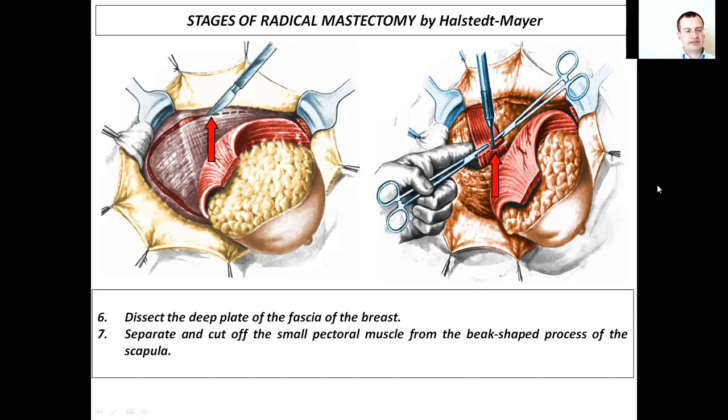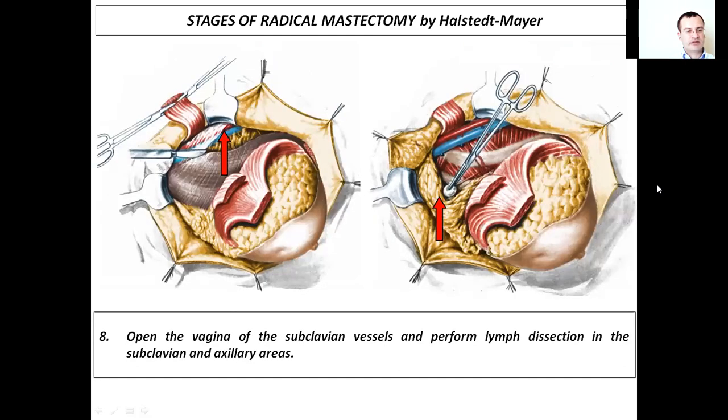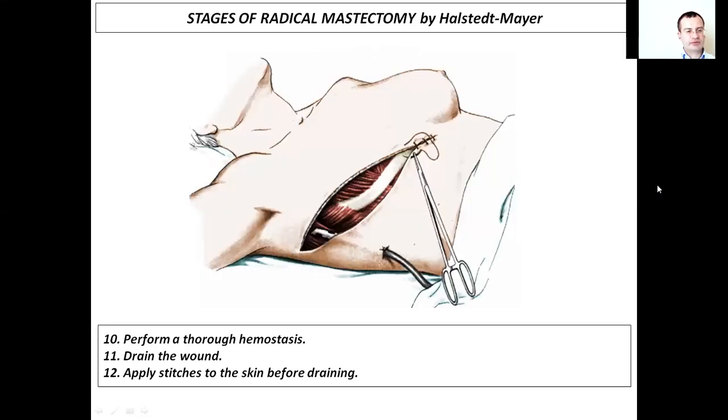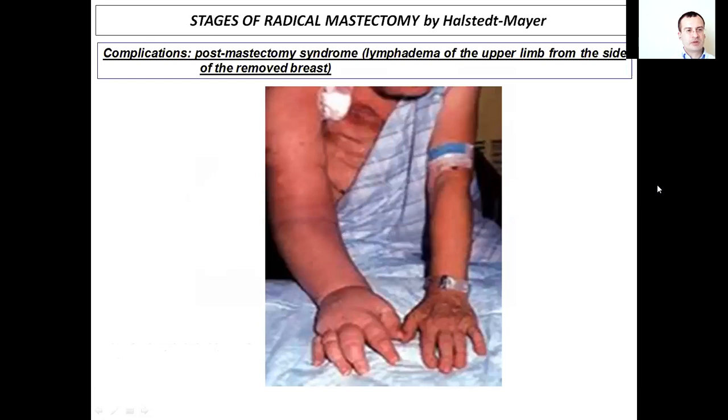Dissect the deep plate of the fascia of the breast. Separate and cut off the pectoralis minor muscle from the coracoid process of the scapula. Open the sheath of the subclavicular vessels and perform lymph dissection in the subclavicular and axillary areas. Cut off the large and small pectoral muscles from the chest wall and remove the entire block with the mammary gland. Perform thorough hemostasis. Drain the wound, apply stitches to the skin. Complication: post-mastectomy syndrome, lymphedema of the upper limb on the side of the removed breast.